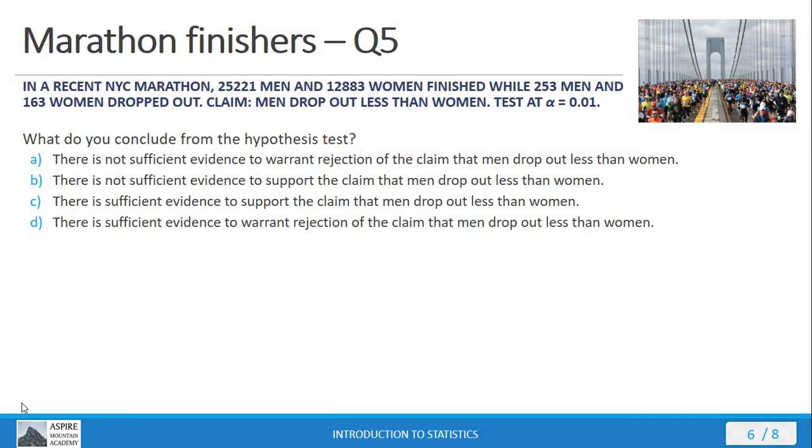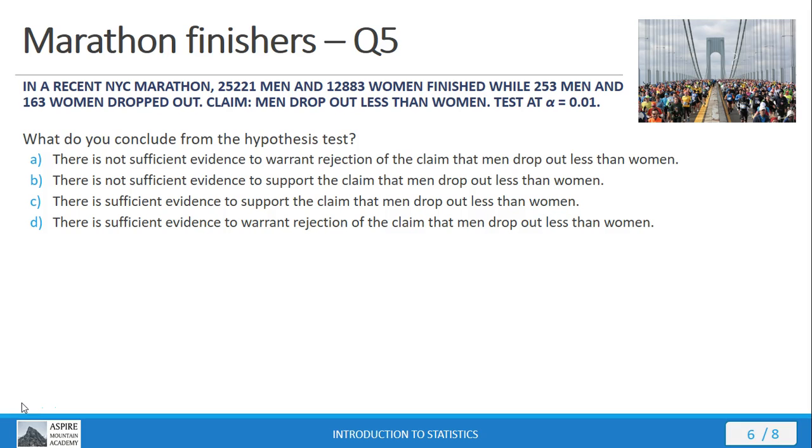What do we conclude from the hypothesis test? Well, we failed to reject the null hypothesis, so that means there is or there is not sufficient evidence. What do you say? Well, I hope you said that there's not sufficient evidence. If we reject the null hypothesis, there is sufficient evidence. But here we failed to reject the null hypothesis, therefore there's not sufficient evidence.